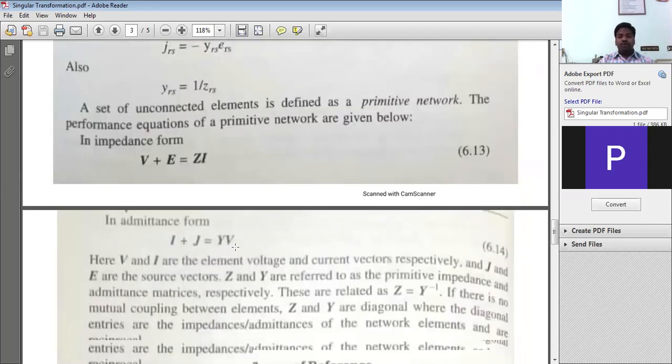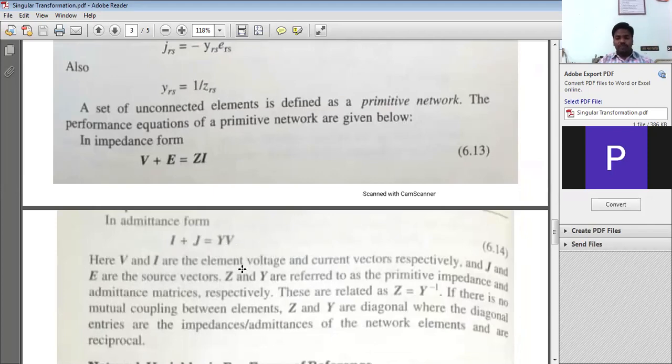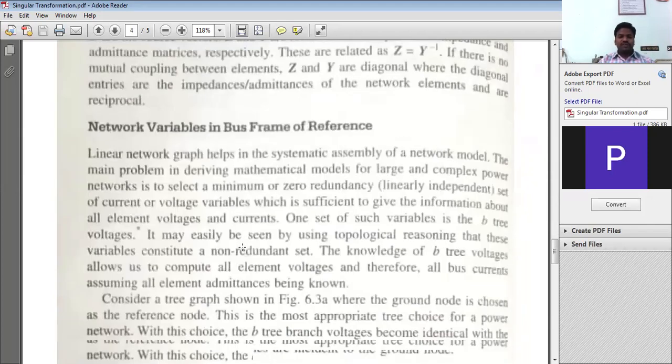Similarly, you can have this one, I plus J. So this is the total incoming current to a particular node, and this is the current which is flowing in that admittance element. Okay. Again, we need not discuss all these things.